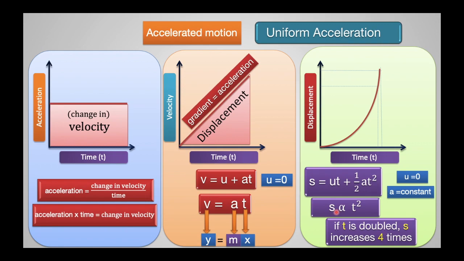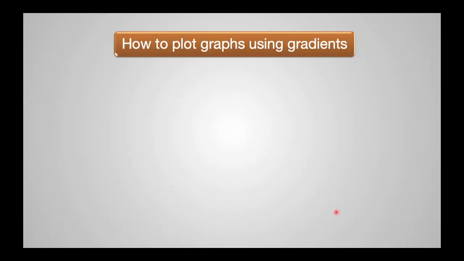In all these examples, we have been using the equation to plot a particular graph, but it won't be very easy all the time. So we are going to now use another method to plot the graph. We are going to use the gradient of a graph to plot another graph without using the actual equation.